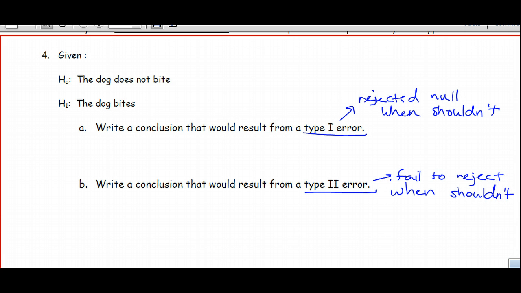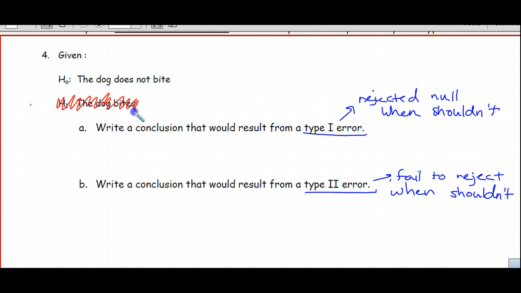Now, here's the way that I like to think of it. Don't do this on your paper, but go ahead. If I say type 1, put your finger above this, blocking it. For type 1, you said the dog bites, but you shouldn't have, because what you covered was actually true: the dog doesn't bite.